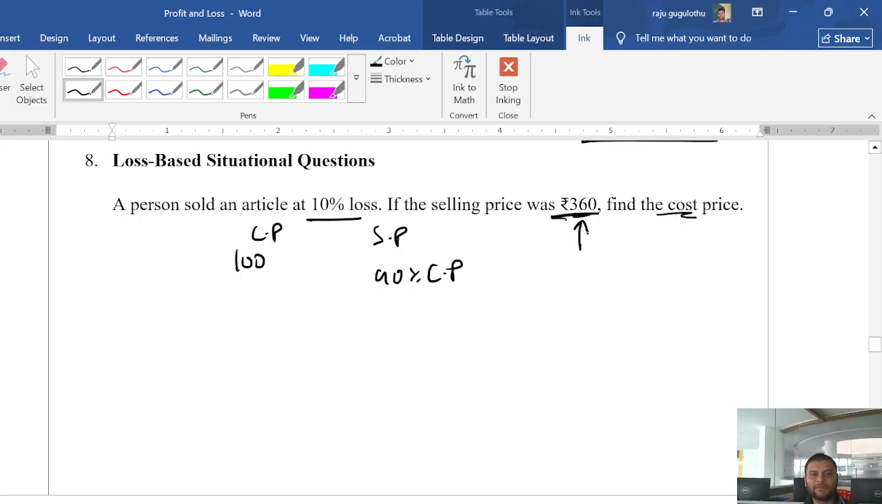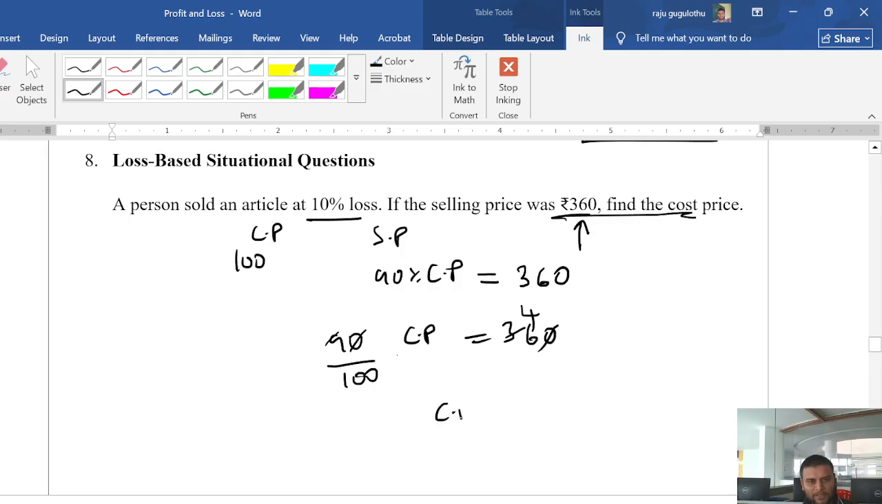They have clearly given selling price is 360, which means 90% of CP is equal to 360, and we want the cost price. Cost price is equal to 90 percentage, means 90 by 100 of CP, that is equal to 360, guys. You can cancel 9 ones, 9 fours, and cost price is equal to 400. This is also a basic question, a loss based situational question. I hope you understood.